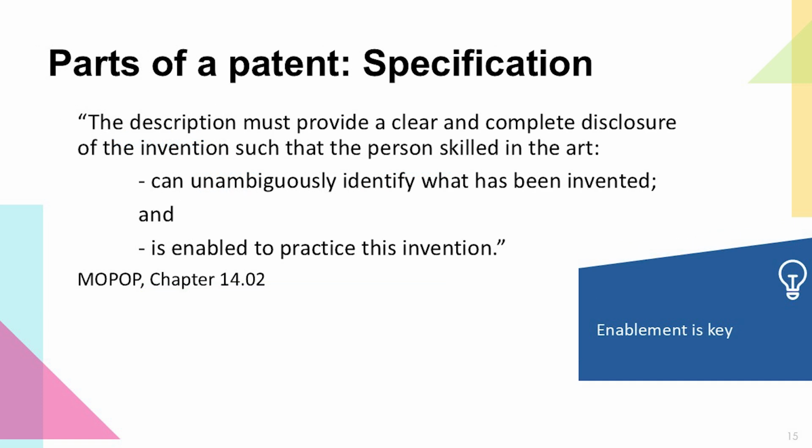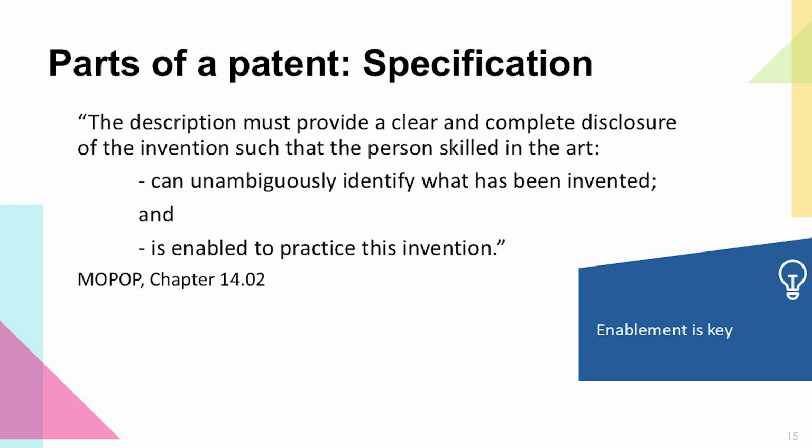Next, you have the specification, which is the combination of the description and the claims, and this is usually the meat of the patent. A proper description is fundamental to a valid patent, but it is the claims that define the monopoly of your invention, which we'll see later. So let's read the quote on the slide. The description must provide a clear and complete disclosure of the invention such that the person skilled in the art can unambiguously identify what has been invented and is enabled to practice this invention.